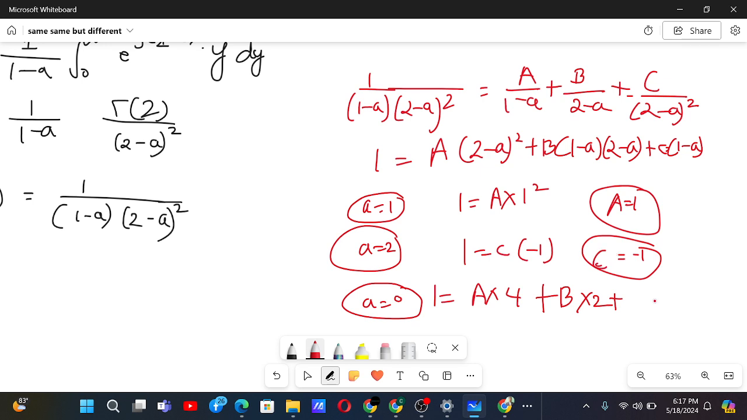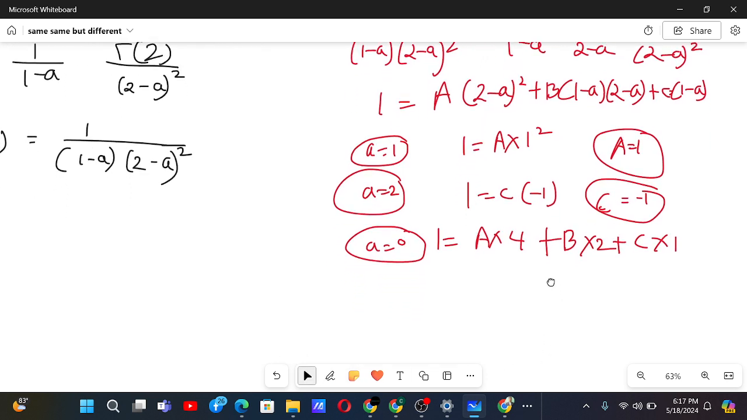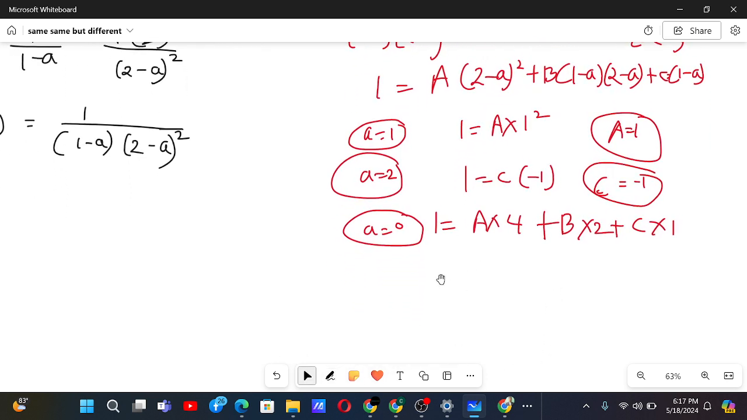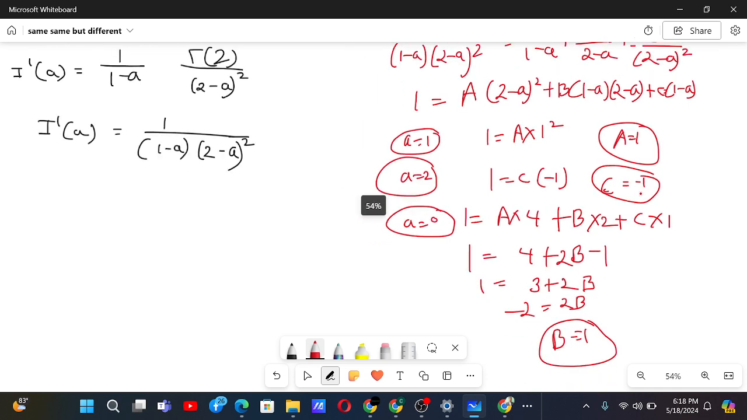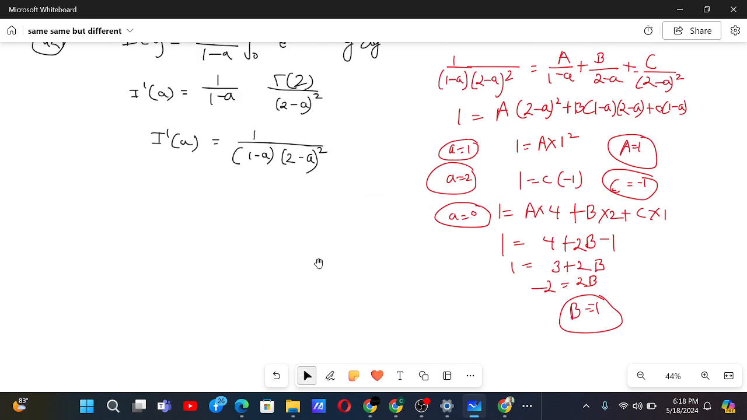Okay. Now B times 2 plus C times 1. You know that A is just 1 and C is minus 1. So we get 1 equals 4 plus 2B minus 1, so 1 equals 3 plus 2B. Take this to the other side: minus 2 equals 2B. So B is also minus 1. So A is 1, B is minus 1, C is minus 1.